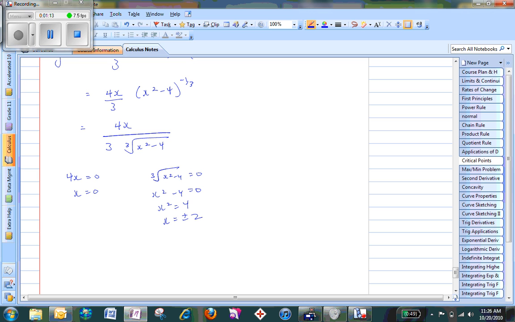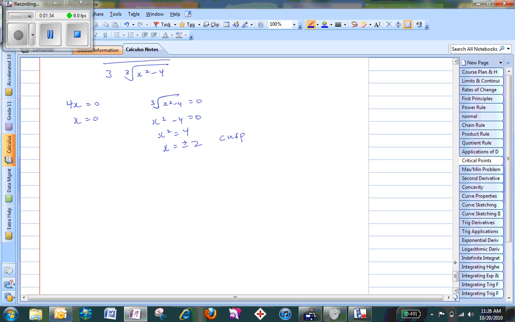Now notice this isn't where it's undefined like it was last time. It's not a complete undefined. This is something called a cusp, spelled C-U-S-P. Because I'm squaring the x and then cubed rooting it, technically something still exists there. It's just something that I can't take the derivative of. So watch carefully and make your sign table, and maybe you'll see it too.